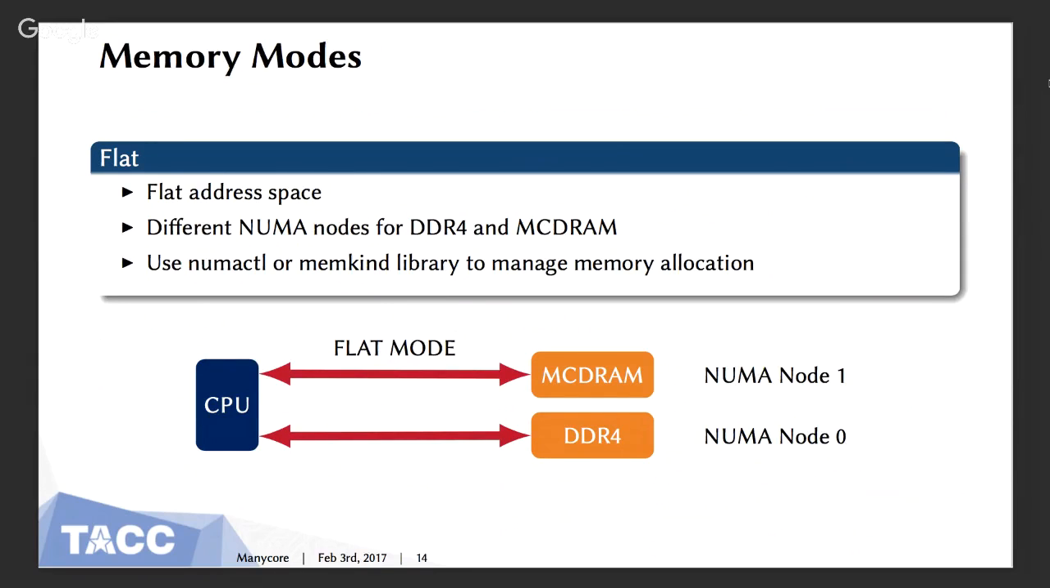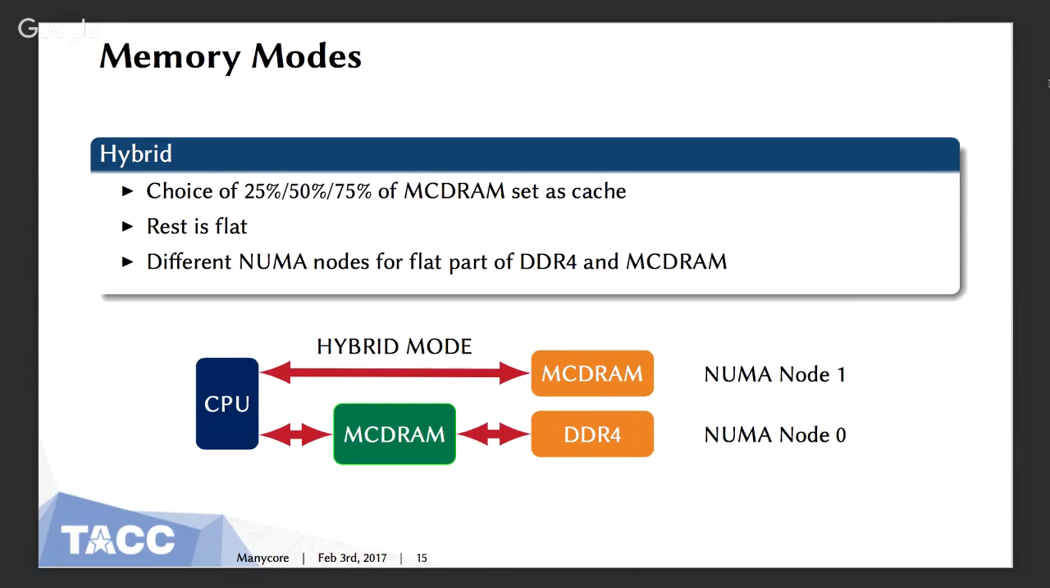This is if you're running in flat mode. Like I said before, you've got your 2 different NUMA nodes. You can use numactl or that hbw_malloc function I mentioned, which is defined in Intel's memkind library. So you would have to link to that library in order to get access to those functions. And like I said, hybrid's kind of something in between.